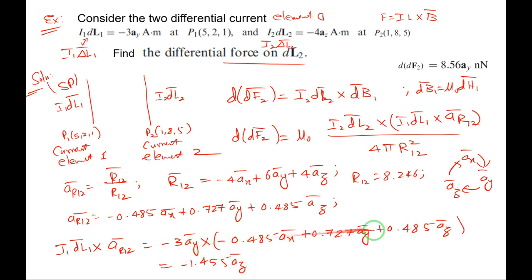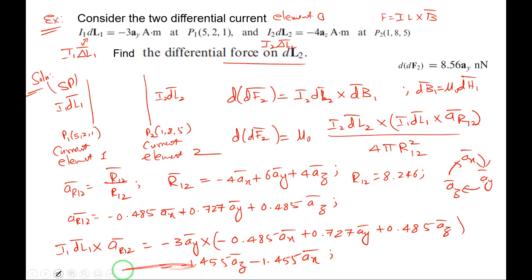Is it fine? Next AY cross AY, second term. It will be 0. AY cross AY is 0. Then come to the third term, AY cross AZ. AY cross AZ is AX. But minus sign is there. Minus 3 into 0.485, so already we have done 1.455. Minus into plus, it's minus. But AY cross AZ is AX. So this is AX.